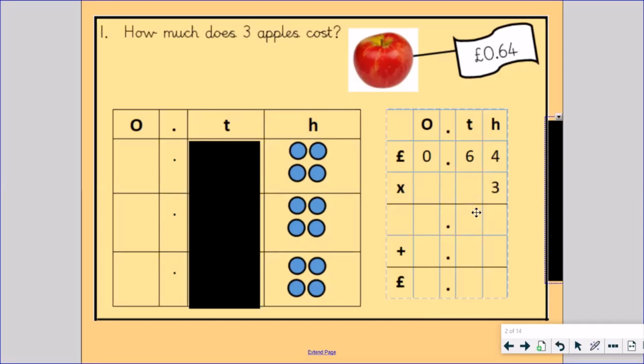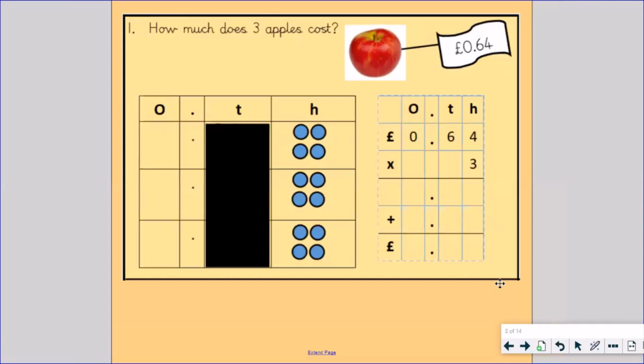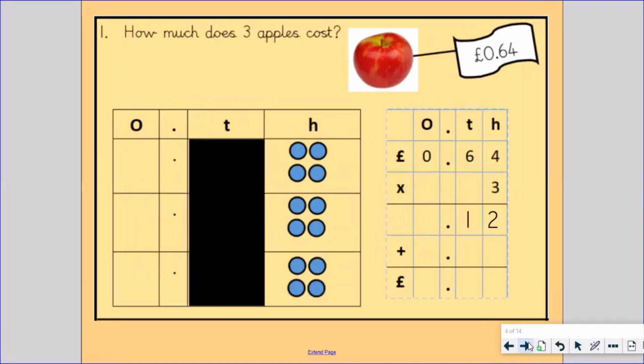So how do I write that in my formal written method? Well, I put the 2 underneath the 4, and I put the 1 underneath the tenths, because remember that once I've got 10 hundredths, it's 1 tenth. Okay, so I've got 1 in the tenths column and 2 in the hundredths column there. Okay, so now I've done my hundredths, I'm going to move on to my tenths.